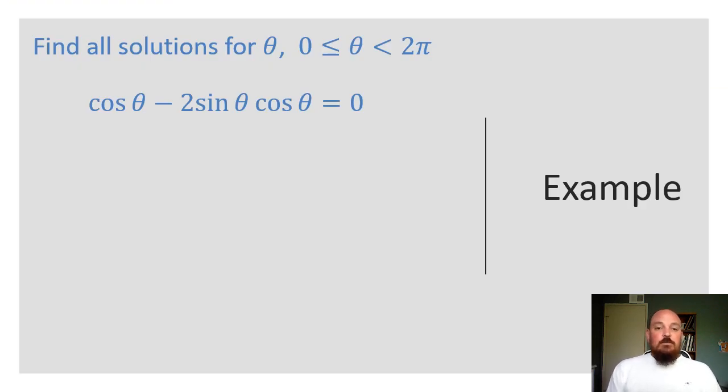So let's start with an example. Let's read it and kind of break things down here. And before I start the question, let's talk about what we see. It says find all solutions for theta. That's basically another way of saying solve for theta. And then it has this right here. It says 0 is less than or equal to theta is less than 2 pi.